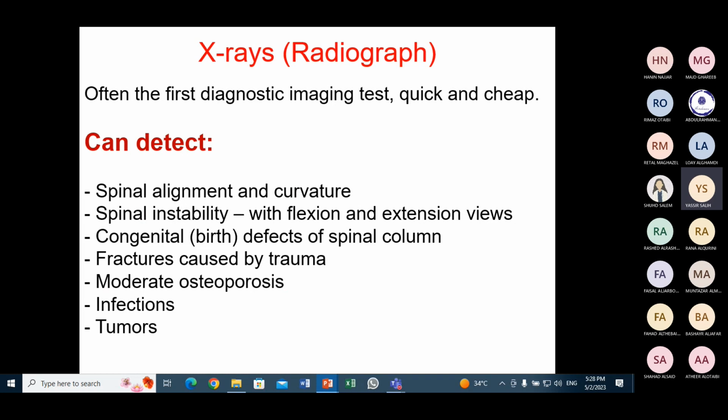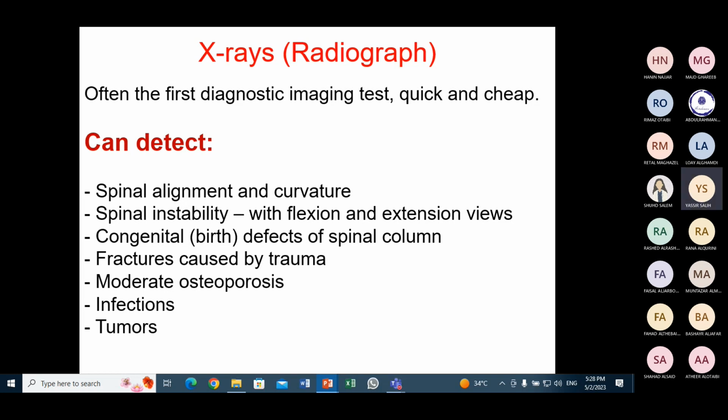We start with X-ray, here the plain radiograph, which usually will be the first diagnostic imaging test, as it is available, cheap and quick. It is the initial imaging examination done for assessment of the spine.